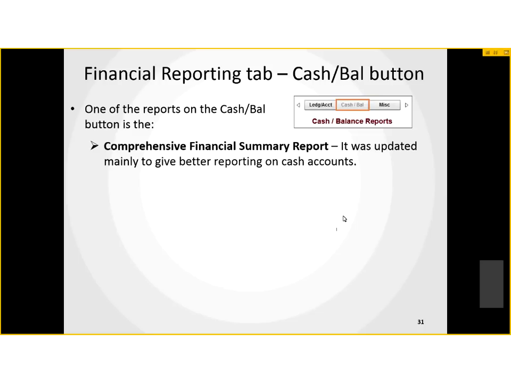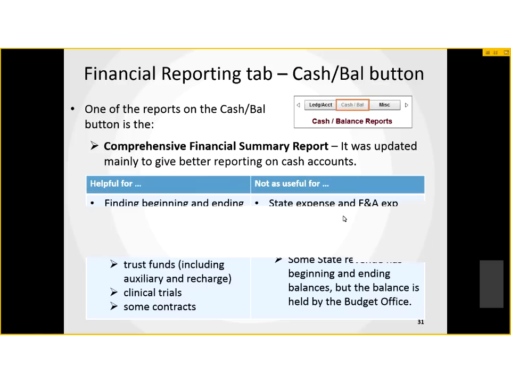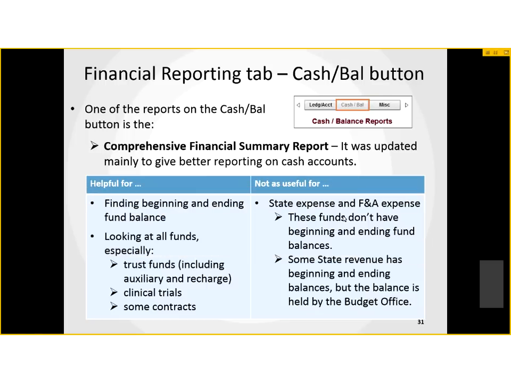The report that had notable changes in this edition of InfoPorte is the Comprehensive Financial Summary. By and large, the updates were designed to give us better reporting on our cash accounts. So it's really useful for folks who are looking for a beginning and an ending fund balance. If you deal with trust funds, let your ears perk up here because this is really helpful for you.